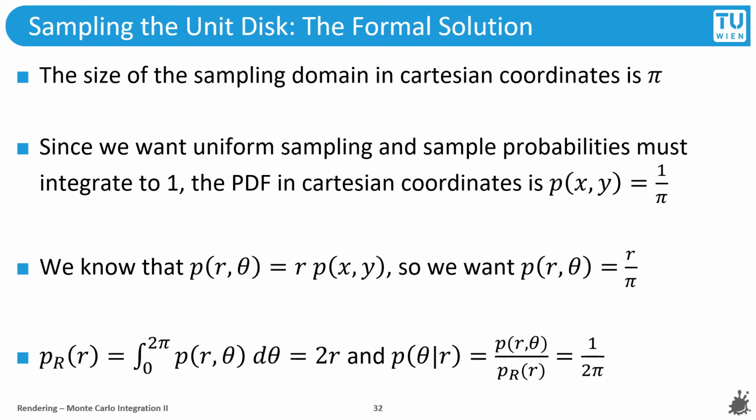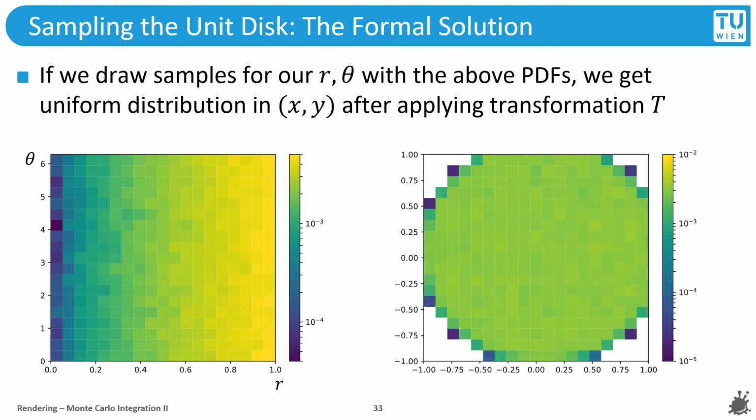Finally, we compute the marginal density function for r by integrating the joint density function over the full range of theta and then the conditional density for theta given r. And from that, we already know what to do. Integrate the PDFs to get CDFs, invert them, and sample them to get samples for our custom distributions. Let's quickly check if it worked. And yes, in fact, we can confirm that this sampling method in polar coordinates gives us a uniform distribution in Cartesian coordinates based on the simple PDF testing procedure that we came up with earlier.